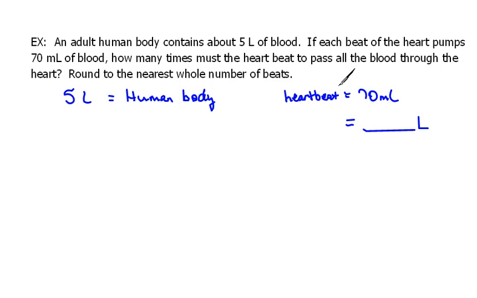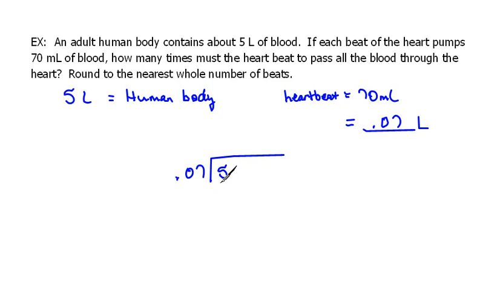Well, again, if you do your mnemonic device, in order to change from milliliter over to liter, we need to move our decimal 3 places, again, to the left. So that would be the same thing as saying 0.07 liters. Now, if I want to figure out how many of these are in here, I need to do the division. So we're going to take 5 and divide that by 0.07.